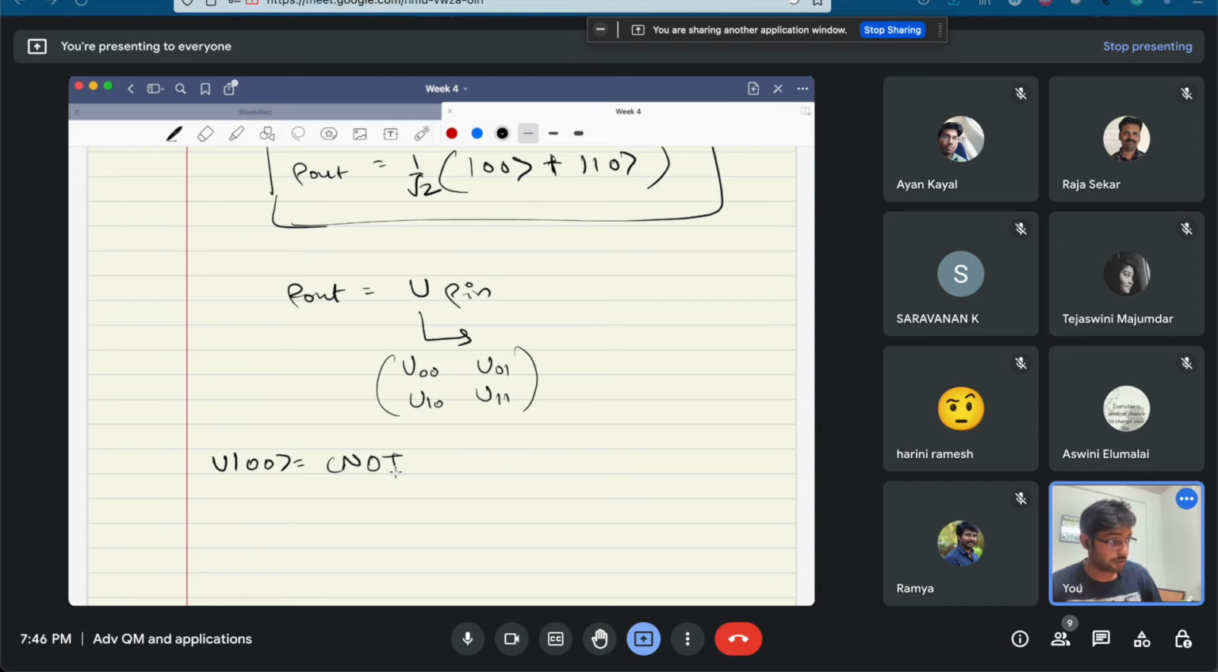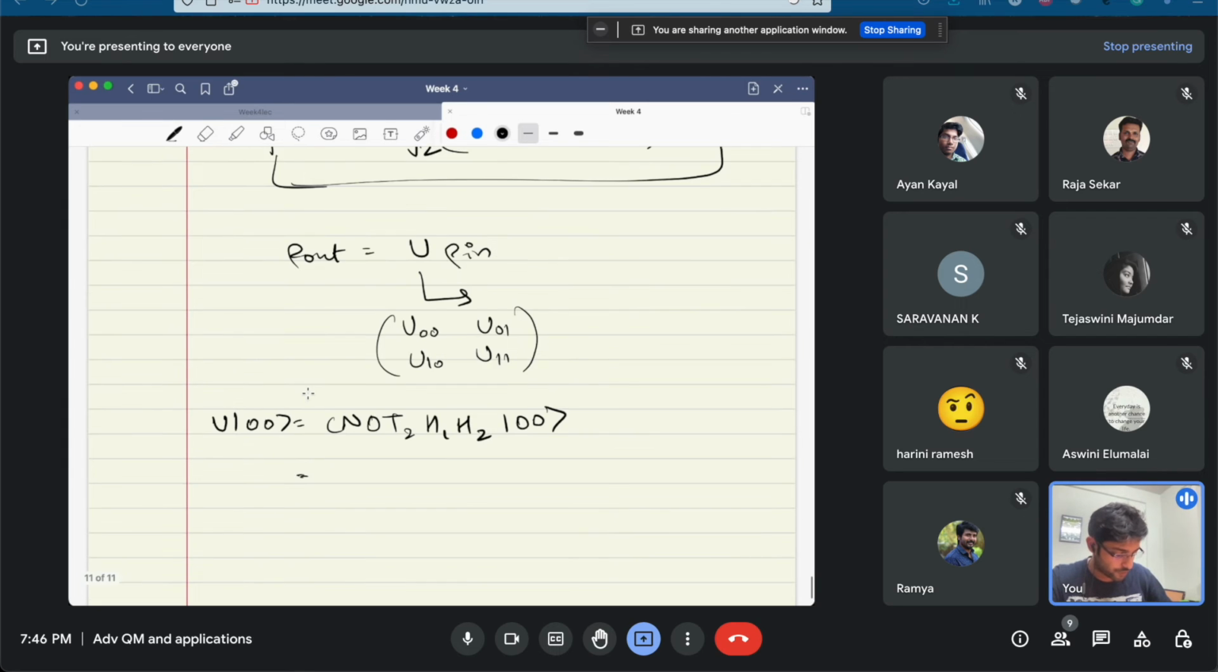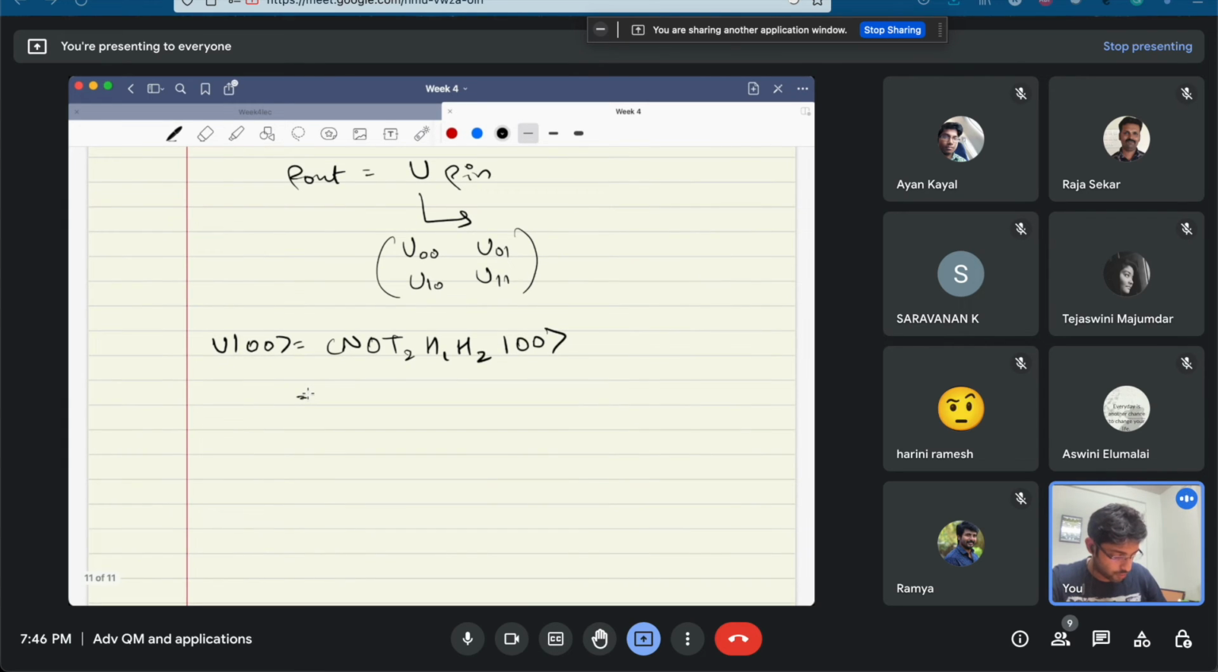C naught 2, then you had H2. Yes, Ramya, you had a question. Okay, fine. And then you have your H1 H2 operating on 00. Okay, so this is straightforward, you have actually done it previously. So I'll just do it for one, you can do it for all the others.